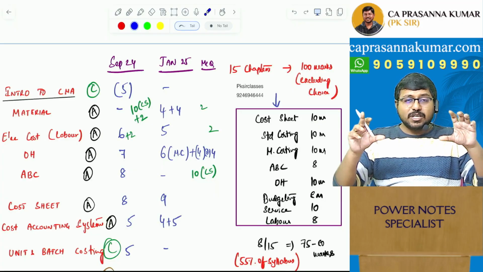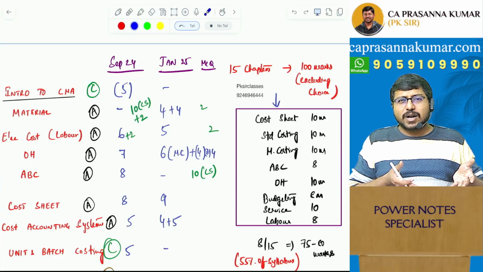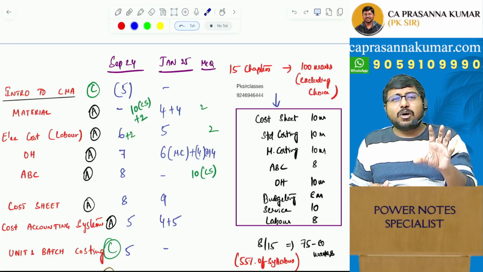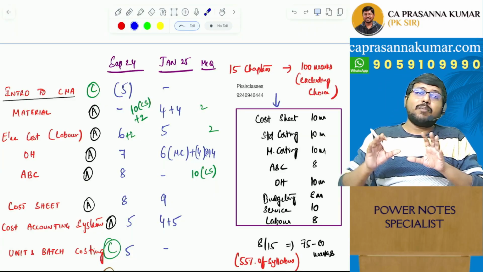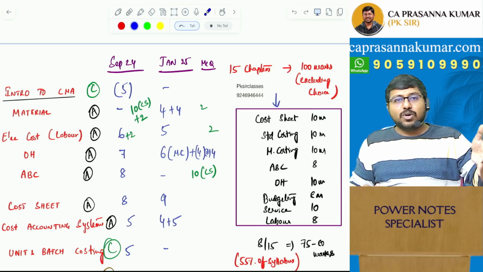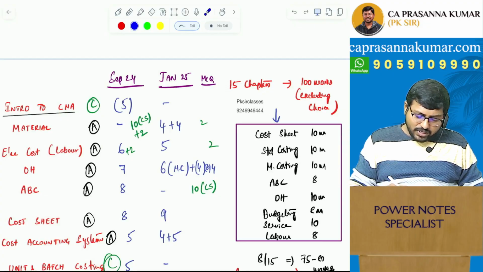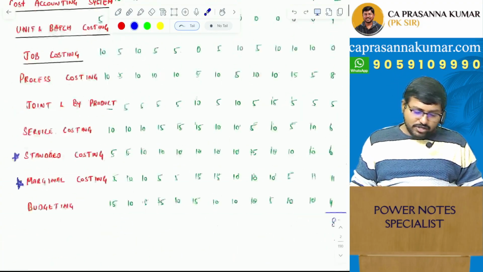There are chapters which will give you the same kind of marks, like overheads and ABC, or even cost sheet for that matter. But cost sheet is a relatively very small chapter. It takes very little time when compared to covering overheads. Although both of them give you the same marks in the exam, cost sheet is important, right? That's the way you have to prepare. Anyways, in that case, ABC is better than overheads, and of course it's A category. You have to study it for sure.